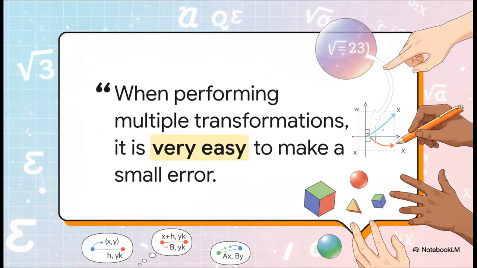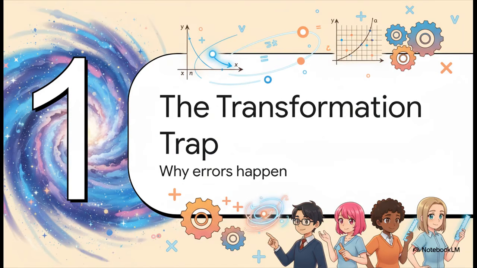I mean, listen to this from one pre-calculus guide. When performing multiple transformations, it is very easy to make a small error. Well, those small, annoying errors are exactly what we're going to eliminate today by thinking about this a little differently. So why does this keep happening? Well, I like to call it the transformation trap.